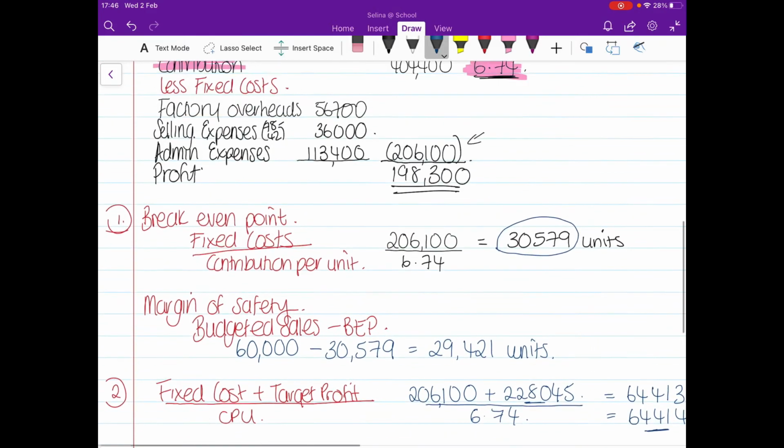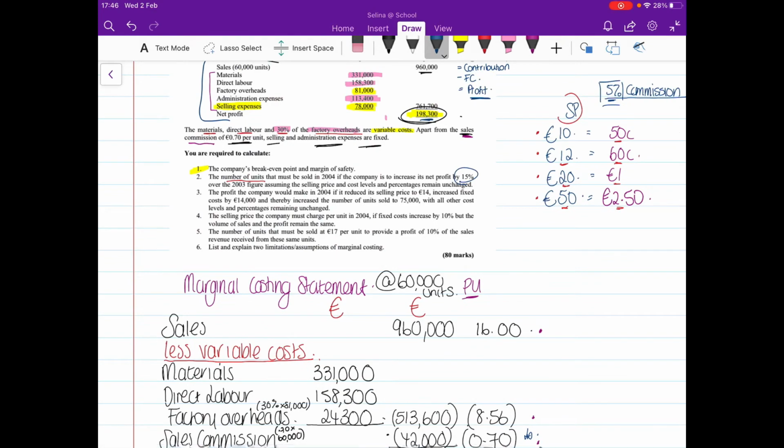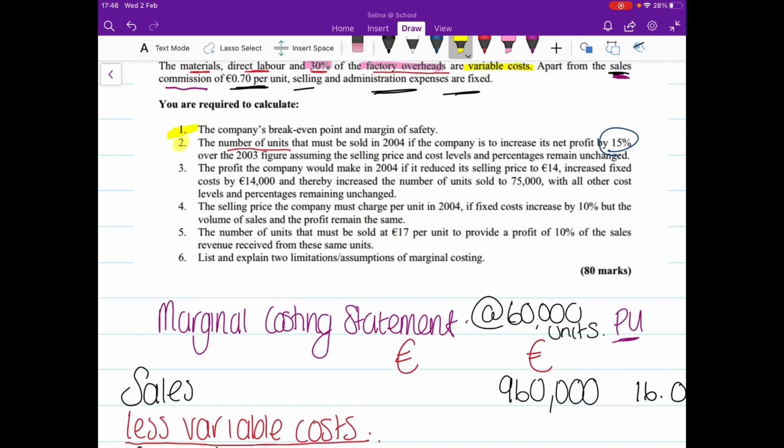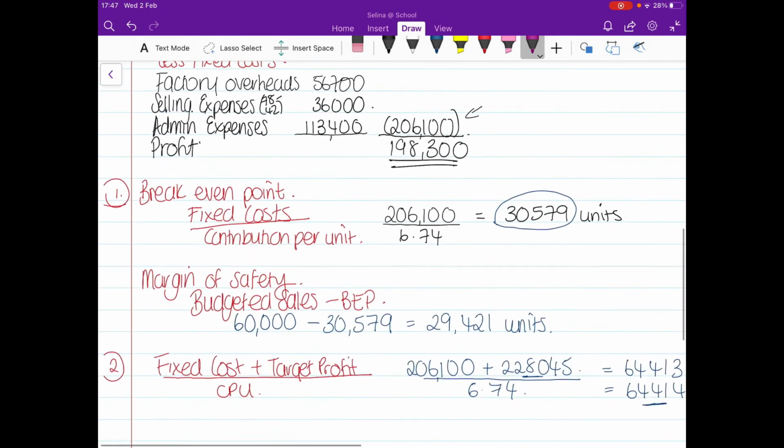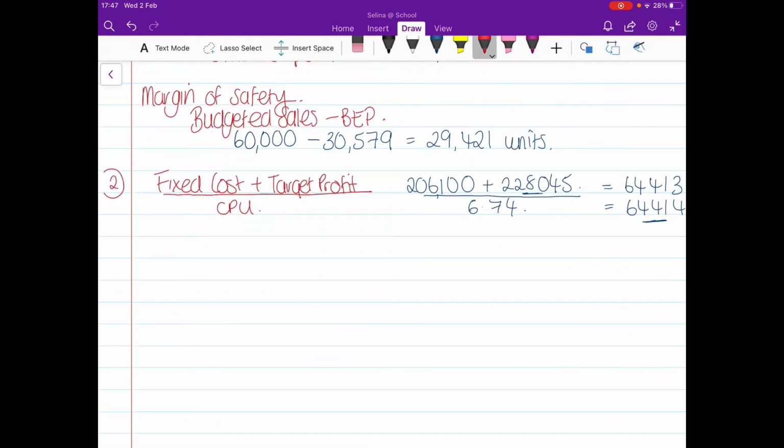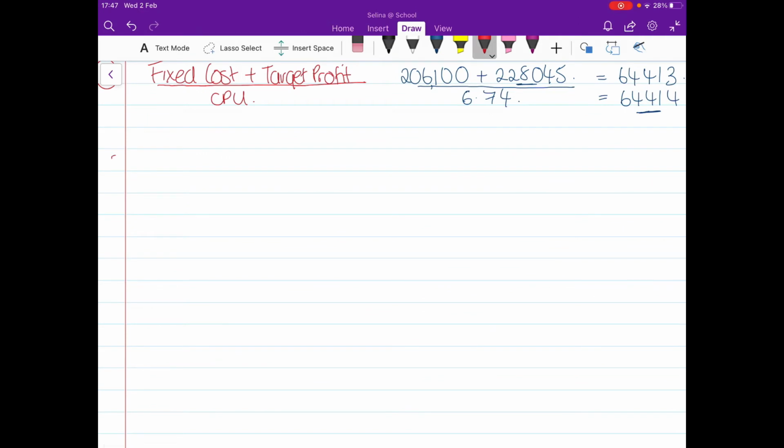Okay, now we're moving on to a bit of sensitivity analysis. So we have point 2 done now. Point 3 is they want us to find the profit the company would make in 2004 if they reduced their selling price to €14 and increased their fixed cost by €14,000, and thereby increase the number of units sold to 75,000 units, with all of the cost levels and percentages remaining unchanged. Okay, and I like to use a formula for this, and then it kind of turns into algebra. So I'll just explain the formula to you first. So number 3, this is the formula we're going to use for the rest of the sensitivity analysis.